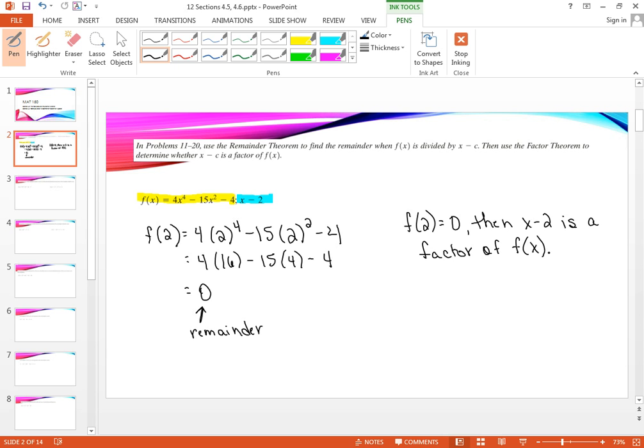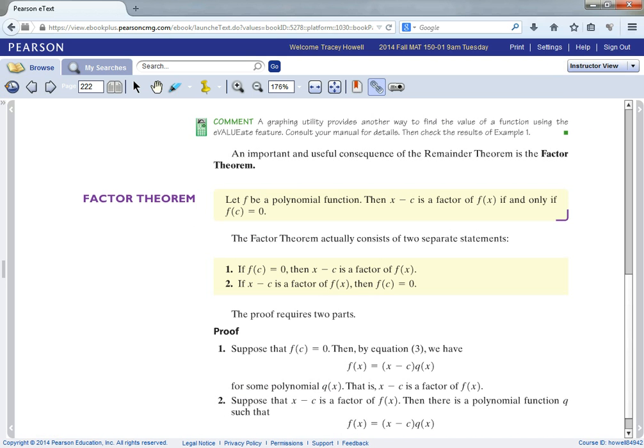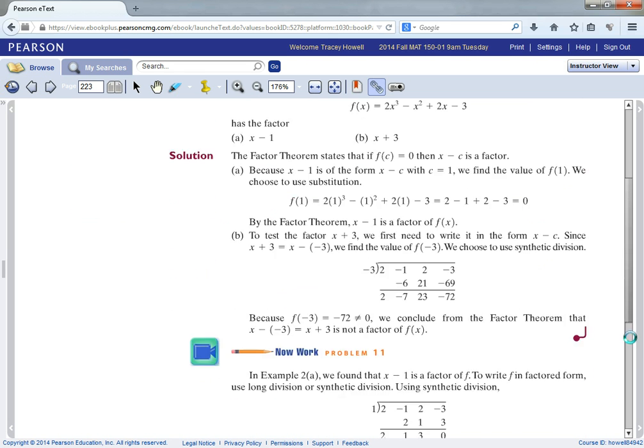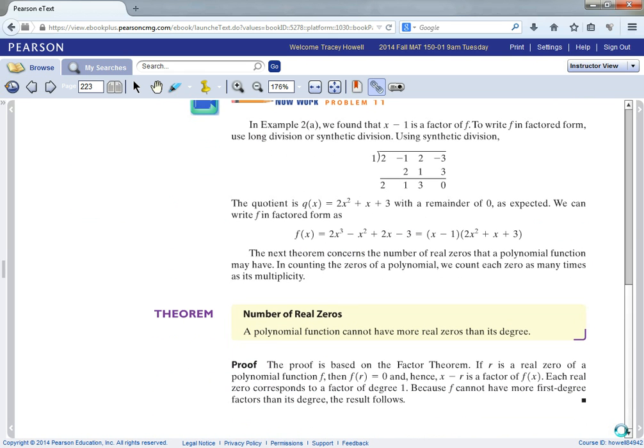Okay, let's go back to the book again. Okay, so we were here. All right, this is them working an example. Okay, so the number of real zeros. If you have a polynomial function, it cannot have more real zeros than its degree. So that's really helpful, especially in just a minute when we're going to start just looking for zeros.